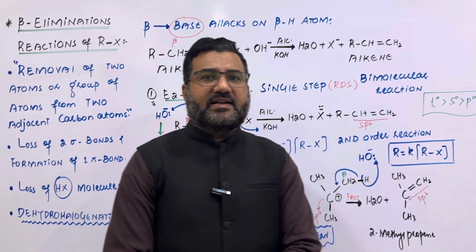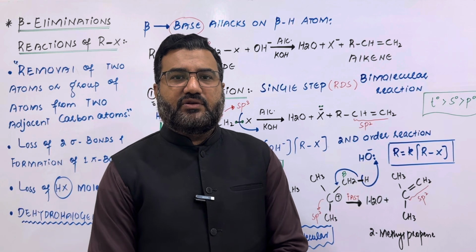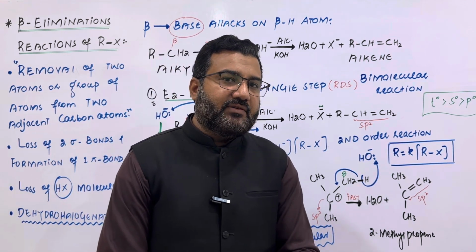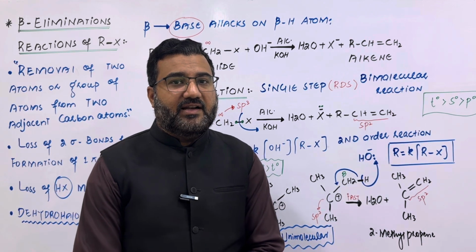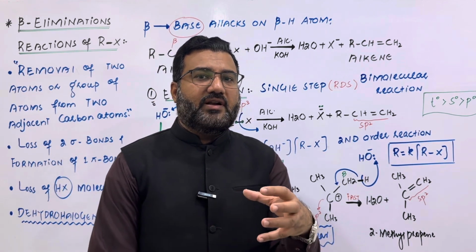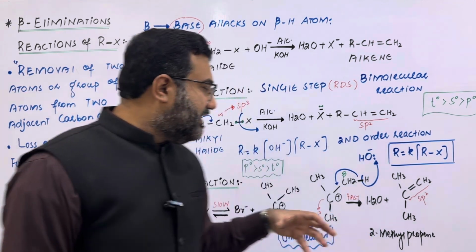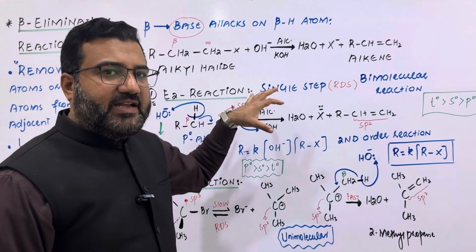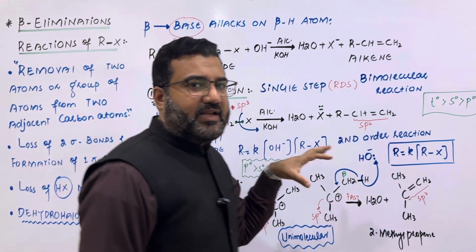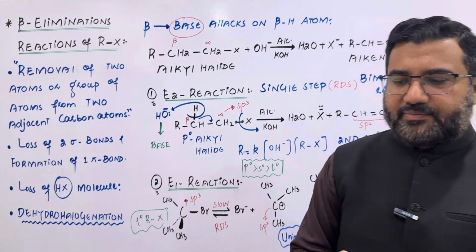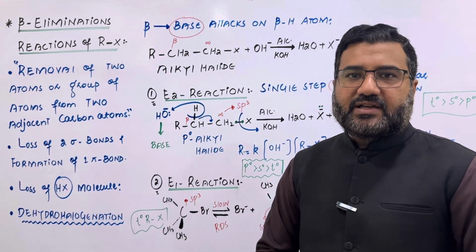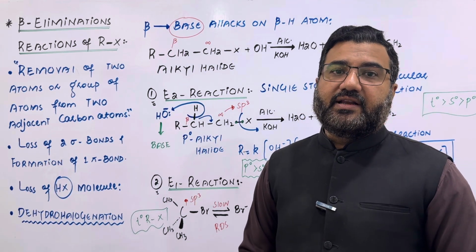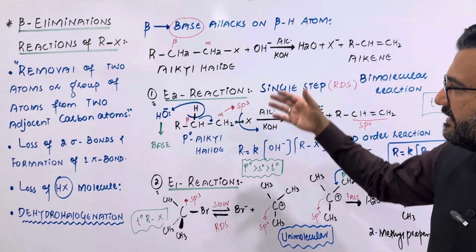And what about the secondary? Secondary alkyl halides show both E1 and E2 reactions with equal ease. It depends upon the environment you provide. In a highly polar environment, the secondary alkyl halides will get ionized and show E1. In a less polar environment, they will not be ionized and will show E2. So it depends upon the environment whether they will show E1 or E2 reactions. So this was the comparison.